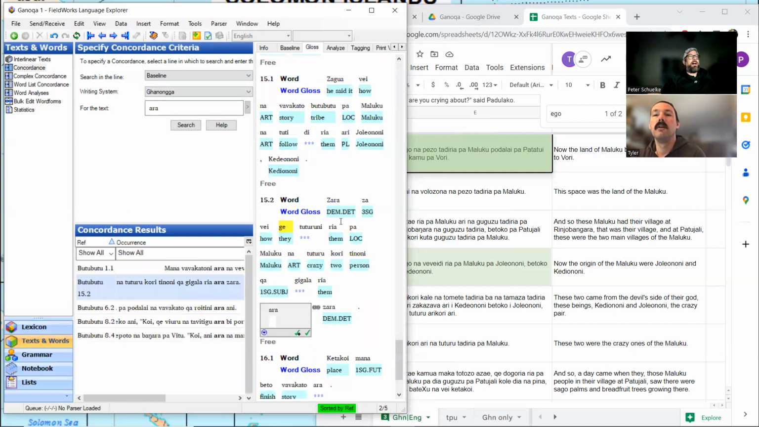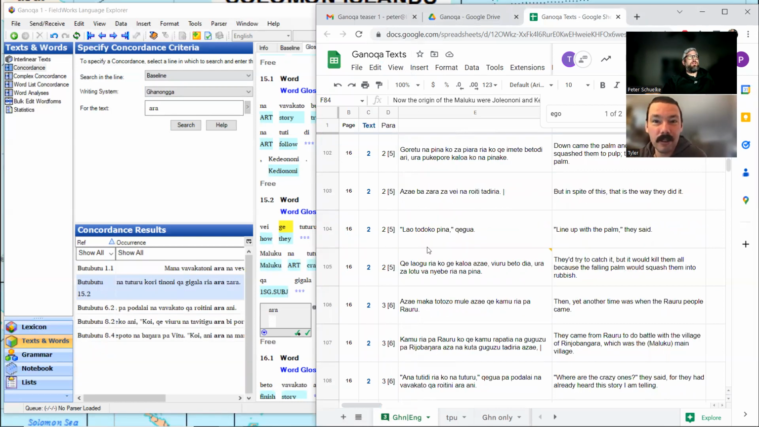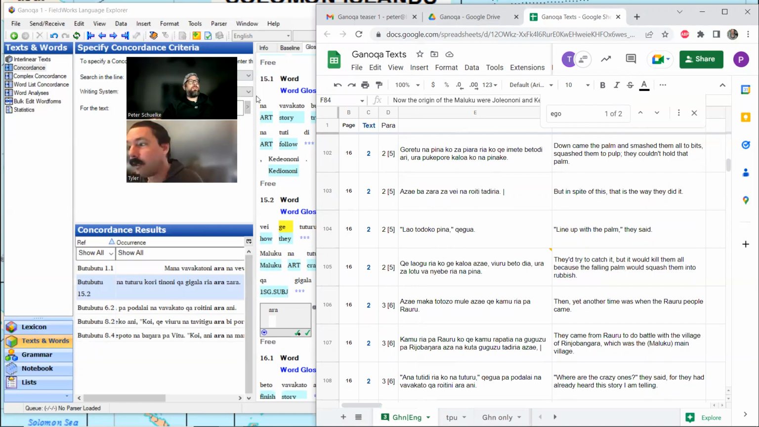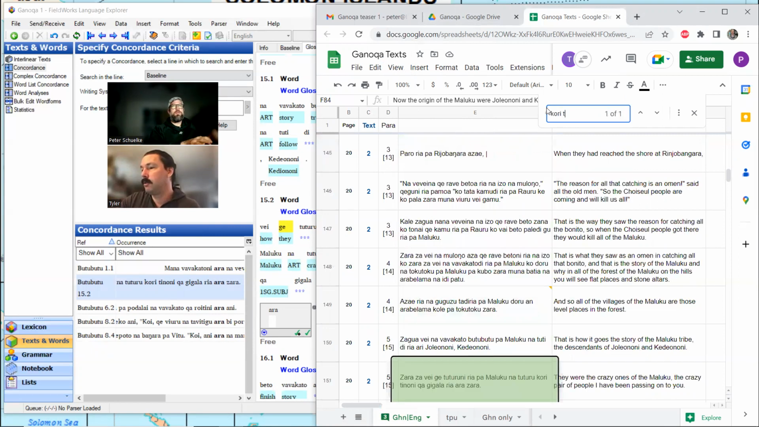Our next instance of ara. All right, we don't have that one input yet. We don't have a free translation for that yet. That's 15.2. They're all in this text now. The others are in paragraphs that we've input already. But yeah, let's take a look briefly. So that sentence is 15, the penultimate sentence. They were the crazy ones of the Maluku, the crazy pair of people I've been passing on to you. Okay, to you.